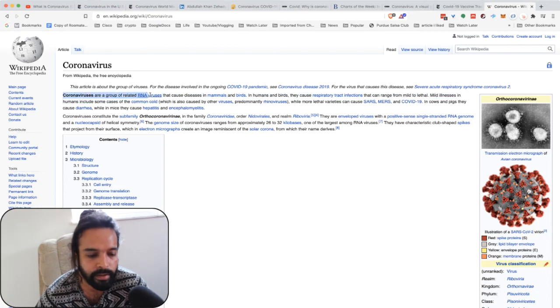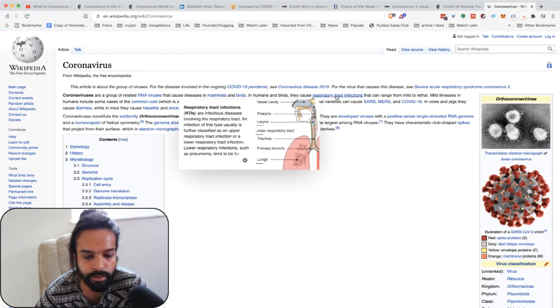Coronaviruses are a group of related RNA viruses that cause diseases in mammals and birds. In humans, they cause respiratory tract infections that can range from mild to lethal. So, as you can see in that pop-up window, the nasal cavity, larynx, trachea, that's what we know as the respiratory tract, the regions of the human body through which you can contract coronavirus or any virus like that.